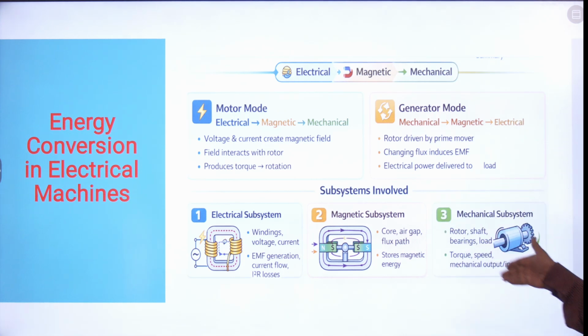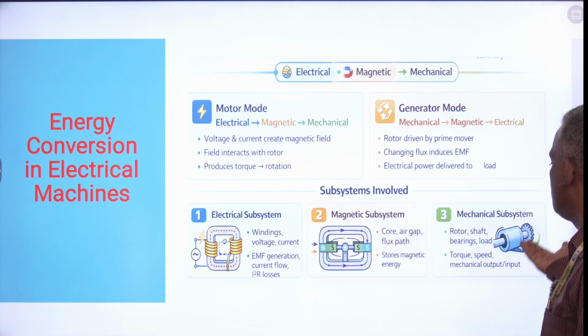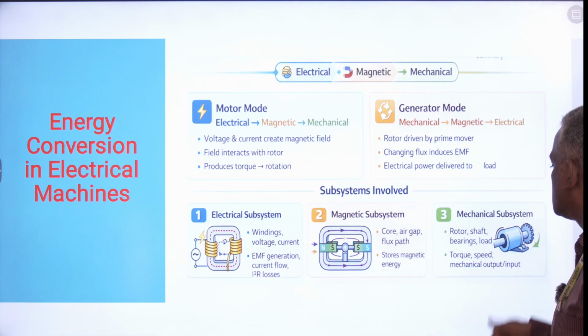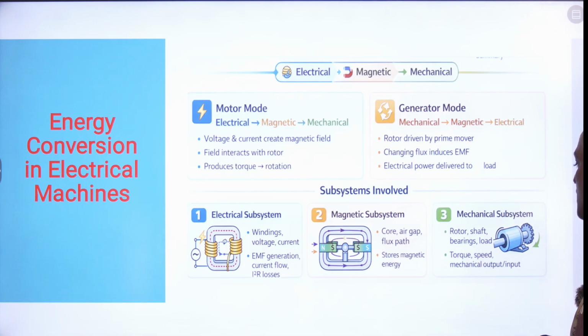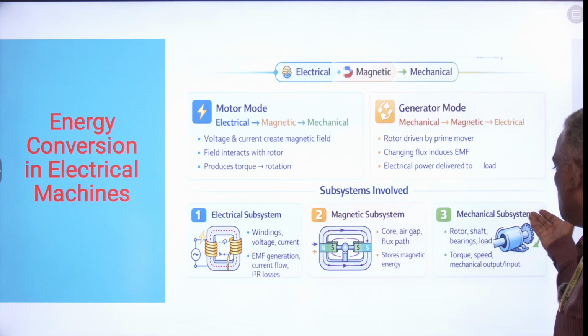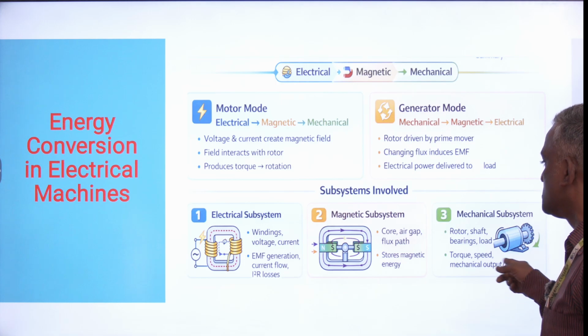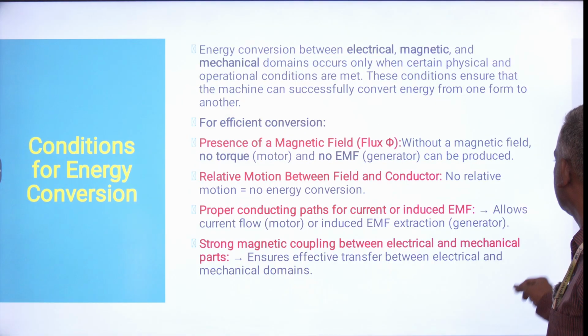Then the mechanical subsystem. It has a rotor, shaft, bearings, and the load connected on the output side. The mechanical subsystem produces torque and speed. That's it. So these are the subsystems involved here.